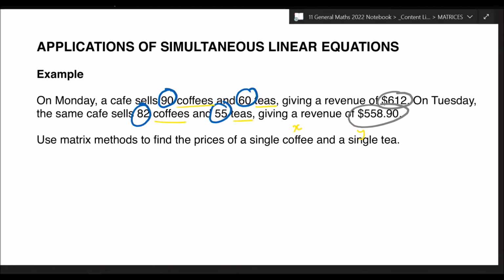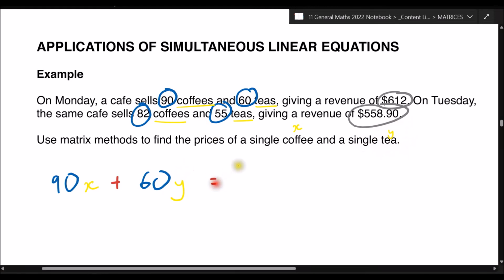So if I was going to put this into an equation, this is what it's going to look like. It's going to be the first equation on Monday. So let's do Monday's equation. It's going to be 90x, because it's 90 coffees. I'm going to use x for coffee, plus 60y. Now, why did I use 60 and y? Well, because 60 is the number of teas they sold, and teas are going to be my y variable. 60y equals, and my answer for that first day, how much they made on the first day, was $612.